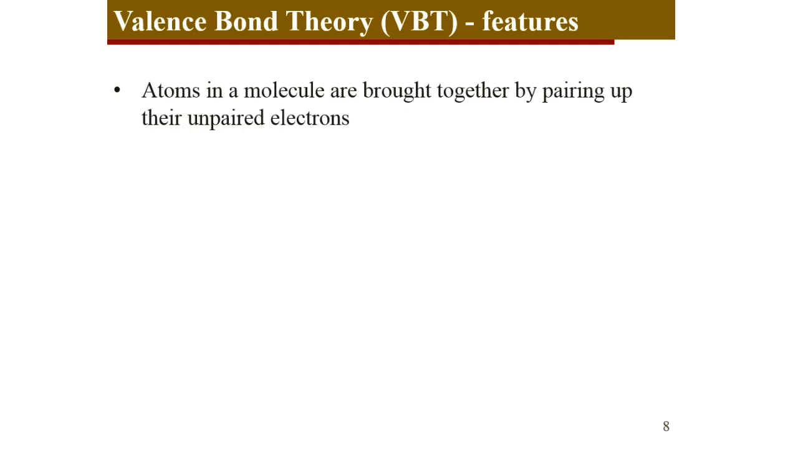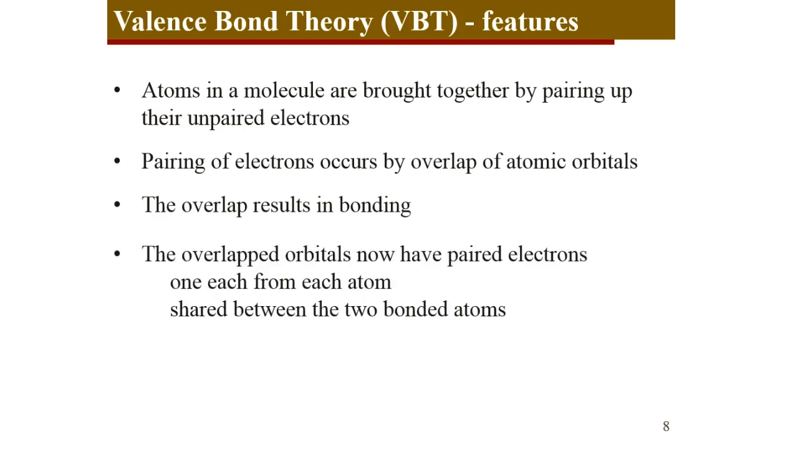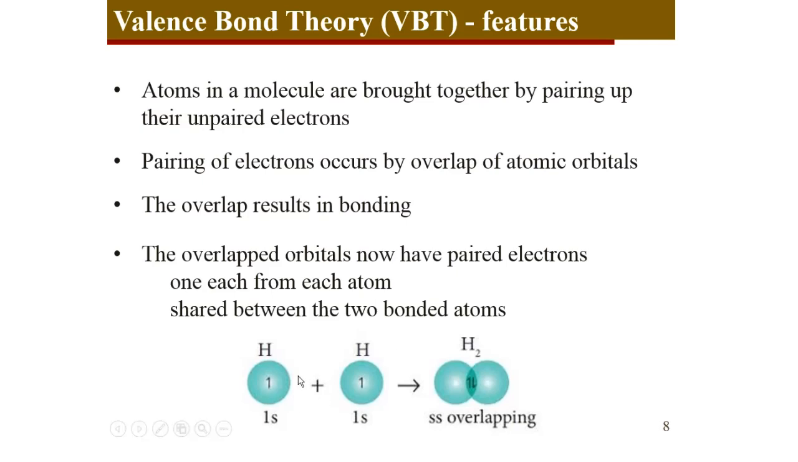Atoms in a molecule are brought together by pairing up of their unpaired electrons, and this pairing occurs by the overlap of orbitals, and it results in bonding. The overlapped orbitals now have paired electrons, one from each nucleus, and they are shared equally between the two bonded atoms. For example, when two hydrogen atoms combine to form a molecule, the 1s orbital holding the unpaired electron of one hydrogen gets overlapped by the 1s orbital of the other hydrogen, so that the electrons are now paired. The overlapping of 1s and 1s results in a pairing of electrons.